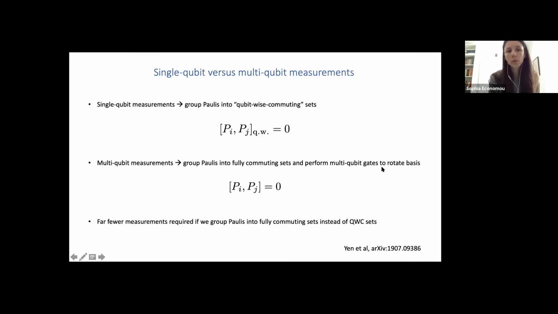So depending on what your device can do, you want to do either single qubit measurement. In that sense, you're not measuring, let's say, the operator XX, but you're measuring the operator X on one qubit and then the operator X on the other qubit separately. At the NISQ era, that's usually what people do because a proper XX measurement or higher weight Pauli string is expensive. So most of the time, people just measure single qubits. But ideally, you would want to eventually do a multi-qubit measurement, in which case you want to group the Paulis into commuting sets and perform multi-qubit gates to rotate the basis in a way that now all these operators within a group or within a set can be measured simultaneously. And of course, if you do it this way, you require much fewer measurements.